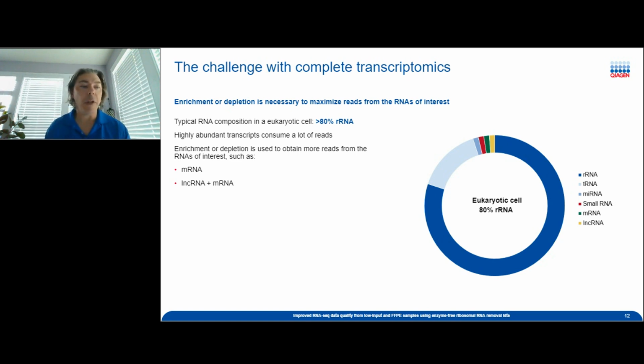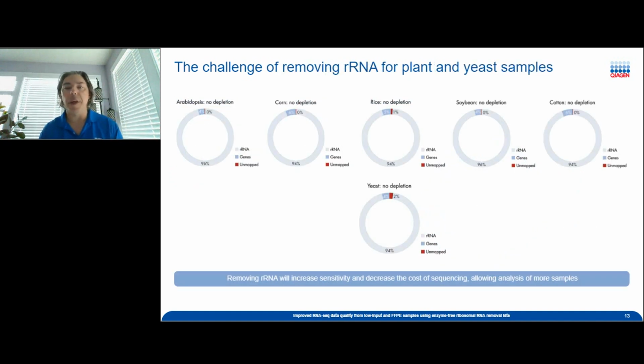In addition, if we want to look at long non-coding RNAs, there's really no way that we can do an mRNA enrichment in order to get around this situation. Here's an example of looking across a lot of different plant species. You can see that we have basically the same problem. In Arabidopsis, about 96% of the total RNA is going to be ribosomal RNA, and the same across corn, rice, soybeans, cotton, and even in yeast transcriptome data. So if you're looking at things other than human, mouse, and rat cells, this is a big problem.